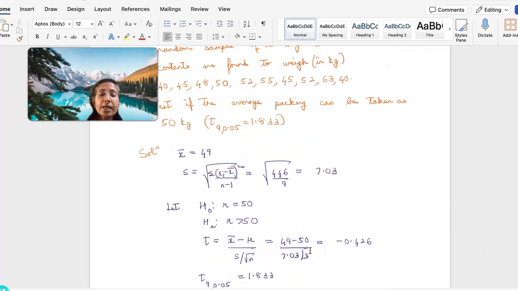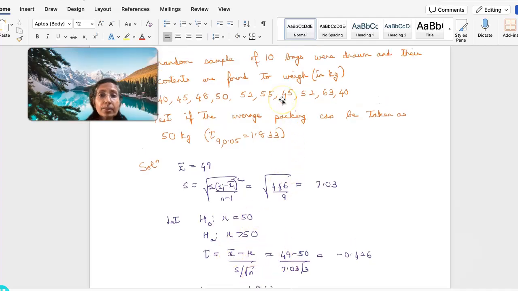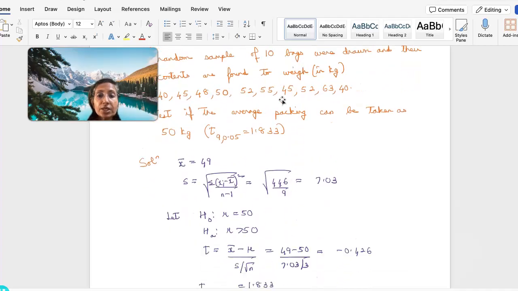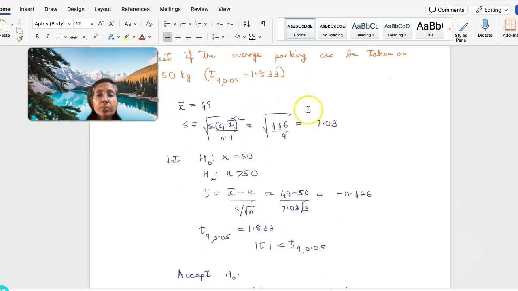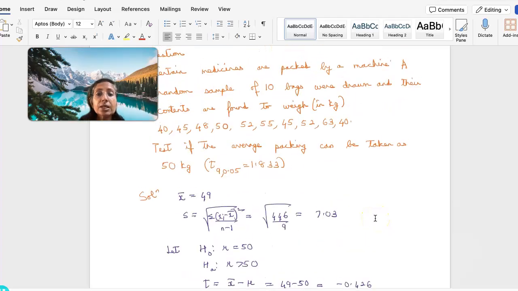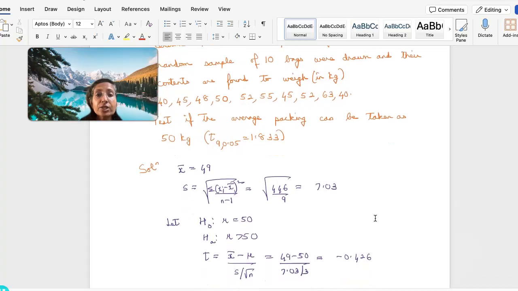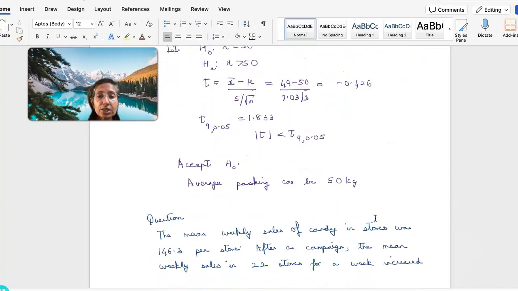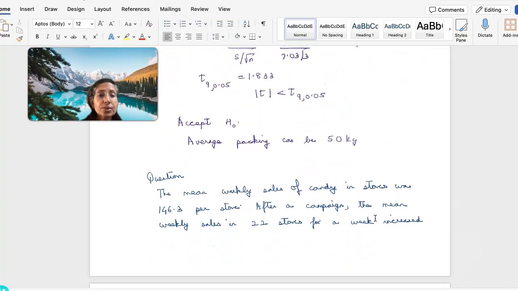Again, what is t? x bar minus mu by s by root 10, that is 49 minus 50 by 7.03 by 3, this will give you minus 0.426, and mod t is less than t alpha, so we accept H naught. So we accept the fact that the average packing can be taken as 50 kg. Let's move to the next question.